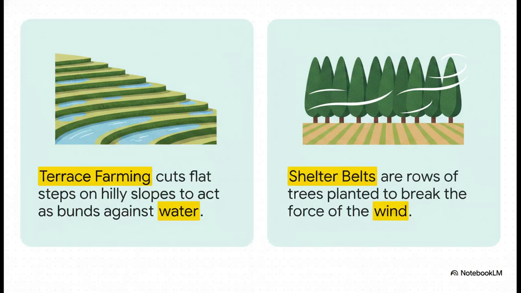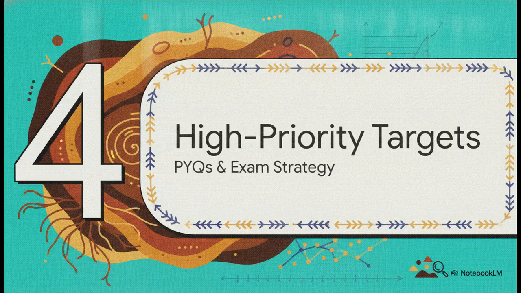You also need to distinguish between these critical agricultural conservation techniques to really secure your marks. Terrace farming involves cutting flat steps into hilly slopes, and these act as bunds against the water. Then there's contour plowing, which is plowing at right angles to the natural slope of the land so you catch the water in furrows. And finally, shelter belts. These are rows of trees planted specifically to break the force of the wind, essentially stopping wind erosion right in its tracks.